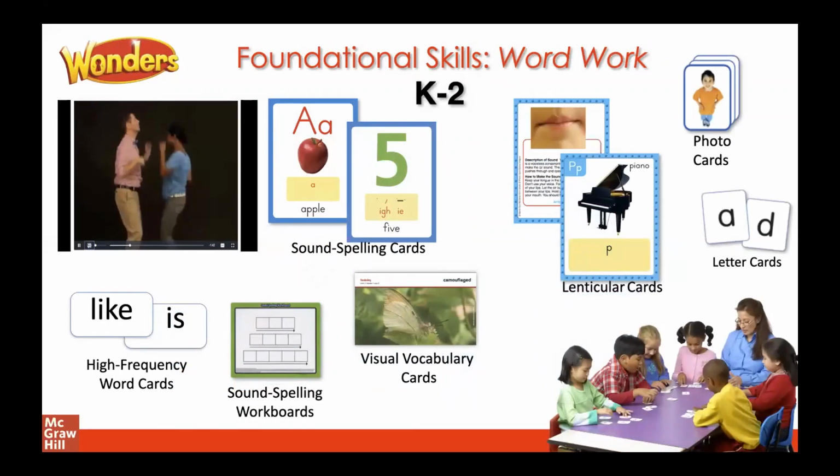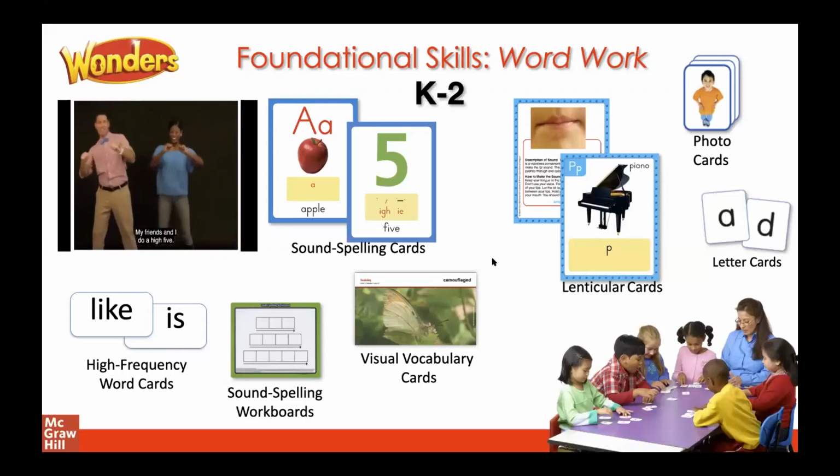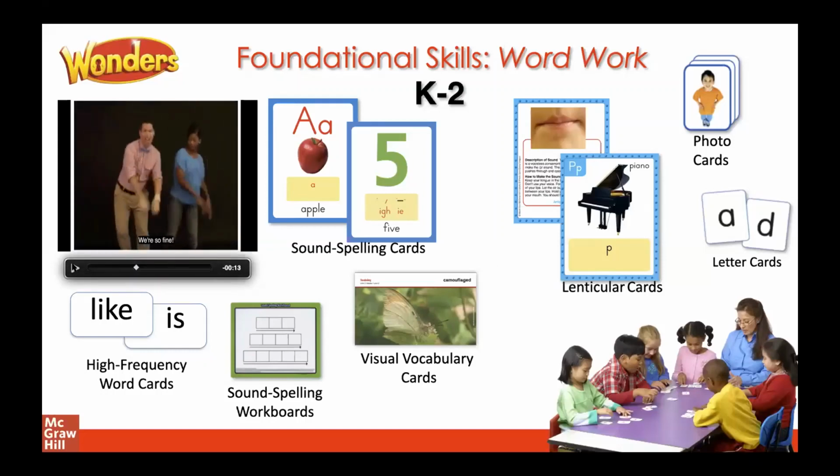Now, regarding your materials, you're going to see a variety of digital resources that include dances and songs, but also physical manipulatives such as sound spelling cards, the lenticular cards that show how mouths move to make those particular sounds, visual vocabulary cards, sound spelling workboards. And so there's a lot that students can physically manipulate during small group time or small group instruction that you can use or students can be using during student-led activities.